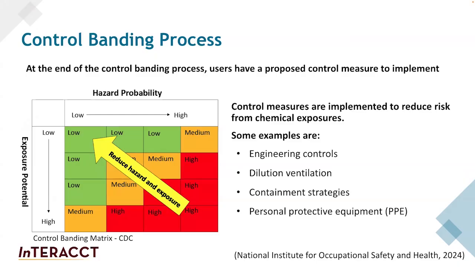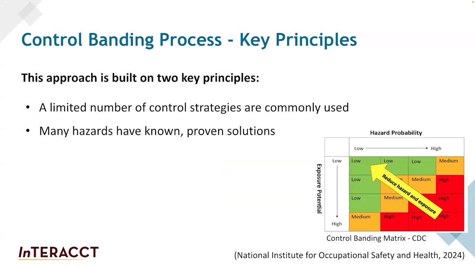The control banding approach is grounded in two key principles. First, there are only a limited number of control strategies that are commonly used in workplaces, like ventilation, containment, and personal protective equipment. Second, many chemical hazards already have known, proven solutions. Instead of reinventing the wheel for each hazard, control banding helps match a hazard exposure scenario with an effective, established control method quickly and efficiently. Together, these principles make control banding a practical tool, especially when we don't have an OEL available.